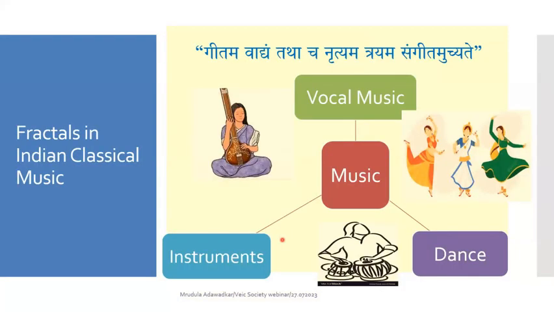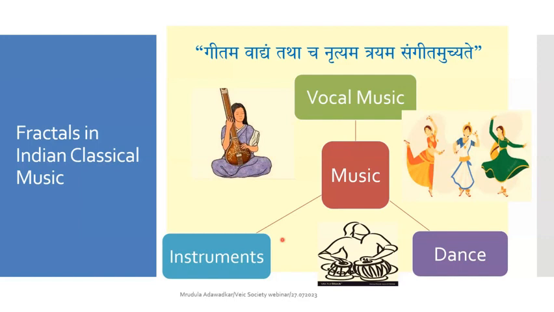So all Indian art forms have mathematics at their basics, because it has come from the Vedas. And Vedas are supposed to be the basic granthas of Indian heritage. So Indian music is not only vocal music. It is a confluence of instrumental music, dance, and vocal music altogether.